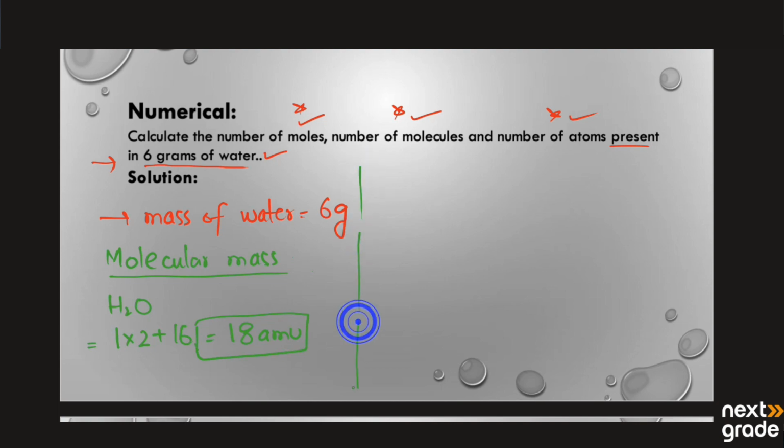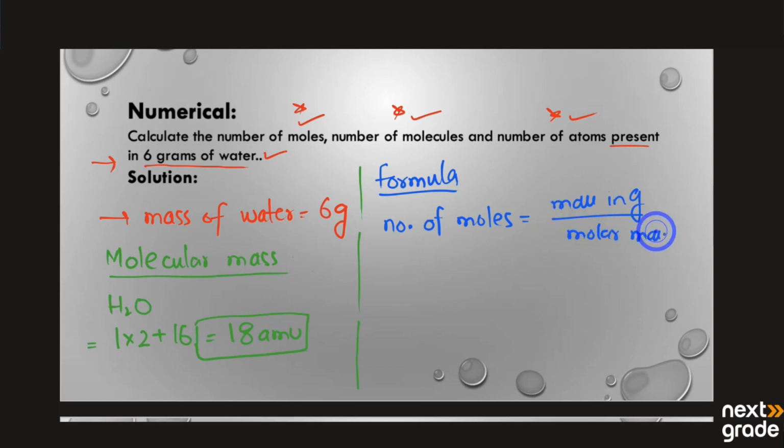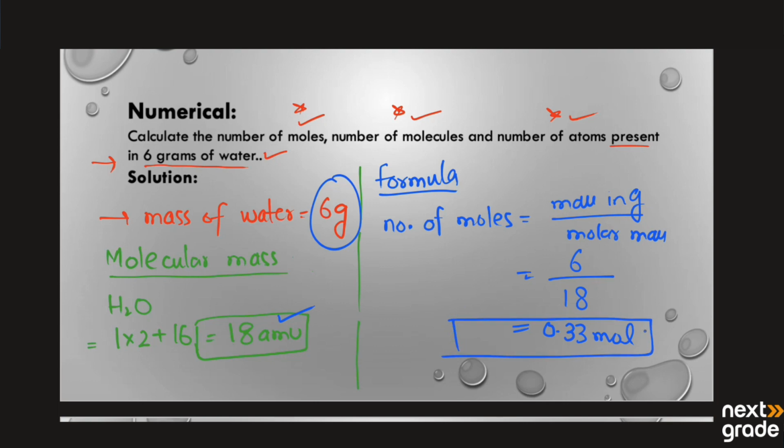Next, first we will find the number of moles from the given mass. The formula is number of moles equal to mass in grams divided by molar mass. The mass is given, 6 grams, so 6 divided by the molar mass, 18 AMU. By solving that, number of moles is equal to 0.33 mole. So the number of moles present in 6 grams of water is 0.33 moles.